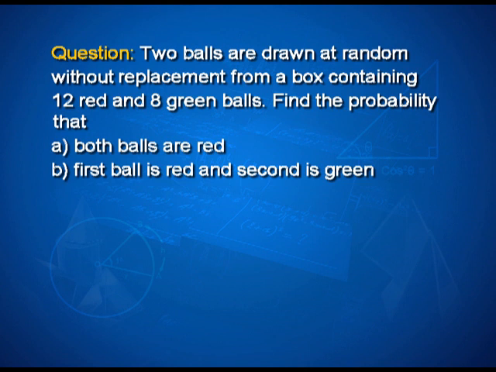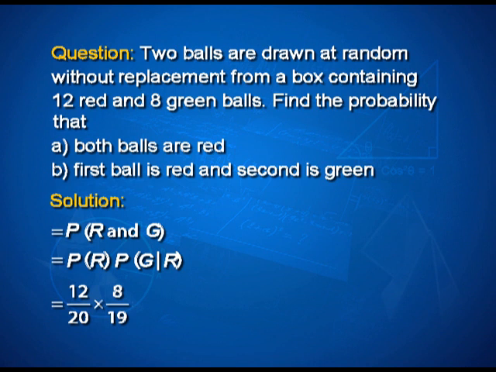Second situation was, what if the first is red and second is green? In this case, again by multiplication theorem, I have probability of red into probability of green given that a red was taken out. Red probability is 12 by 20. What is the probability of a green ball given that red taken out? 8 favorable for green, but the total number now has become 19, and therefore, probability of green given that red ball was taken out will be 8 by 19, and that simplifies to be 24 by 95.